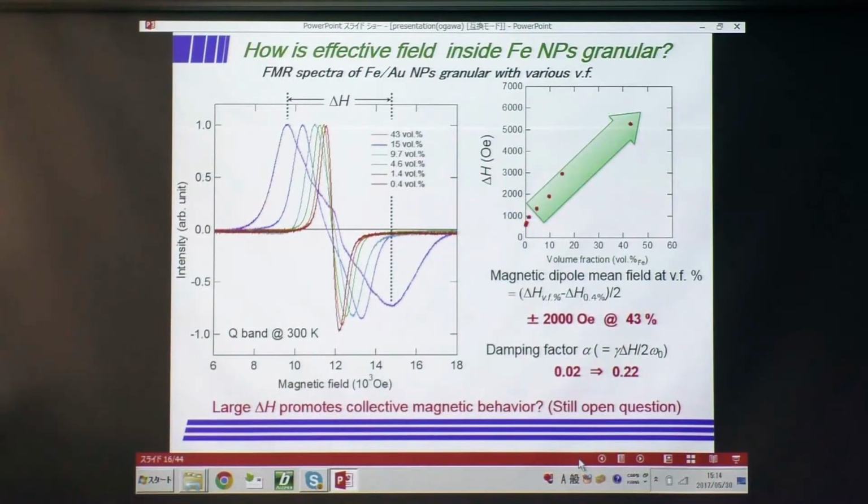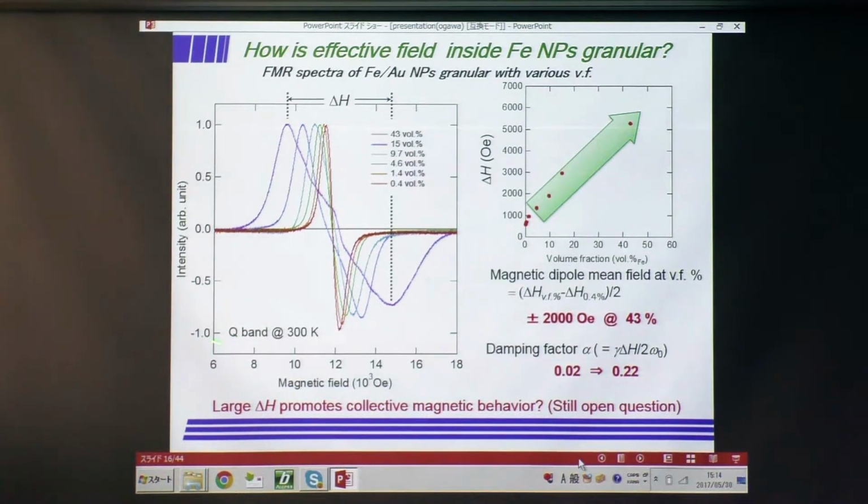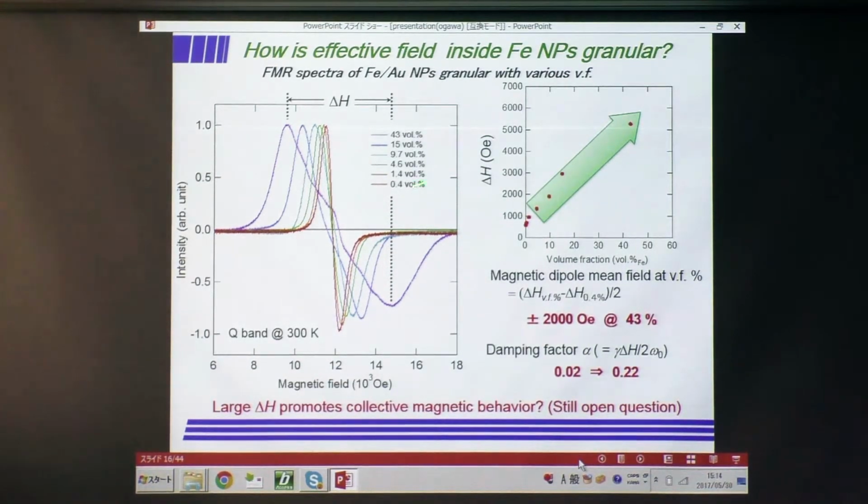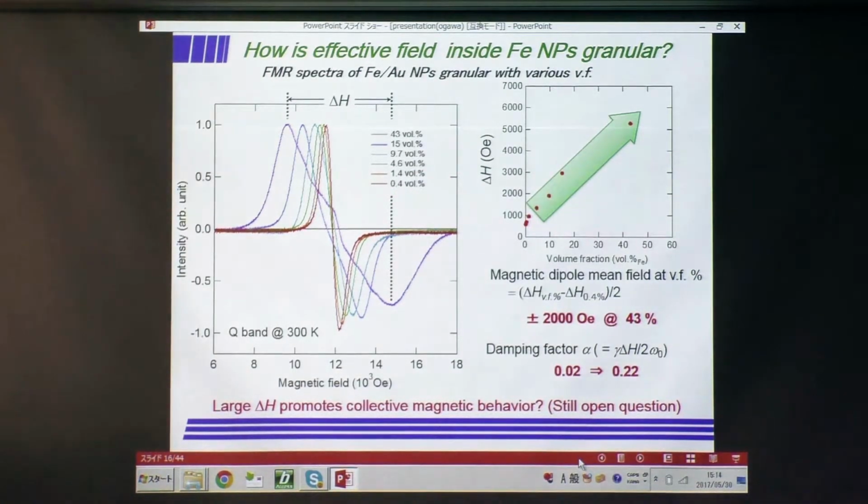And for further investigation, we investigated the effective field inside the nanoparticle granular structure. How much is the effective field inside the nanoparticle assembly? We investigated the Q-band FMR spectra at room temperature with different volume fractions. In the very thin volume fraction case, we can observe a very sharp FMR spectrum. And with increasing volume fraction, the spectrum is very broadened.